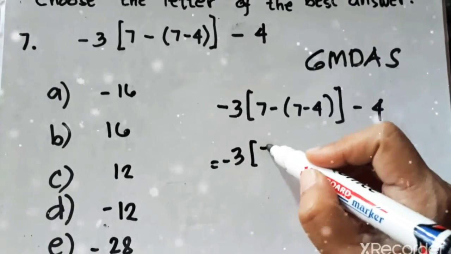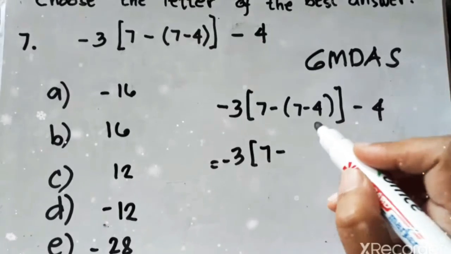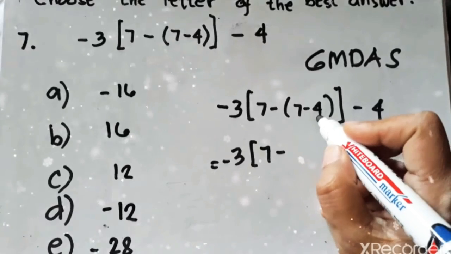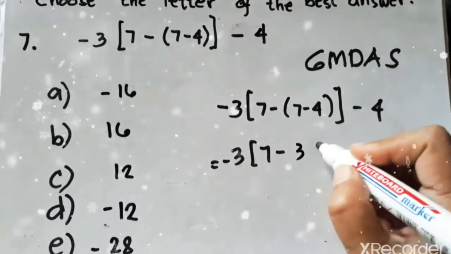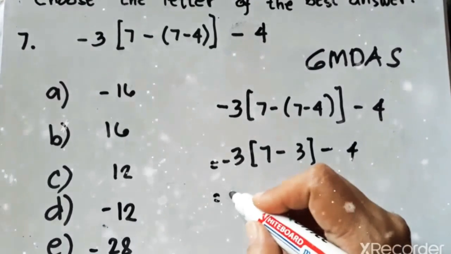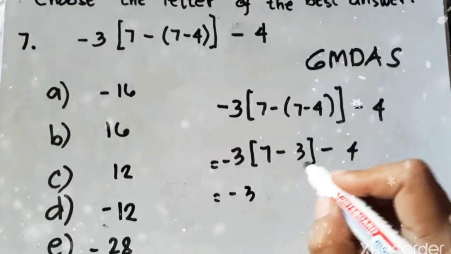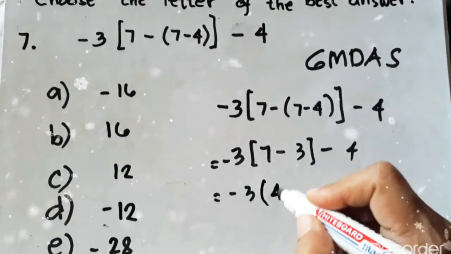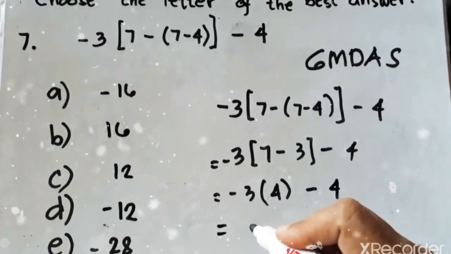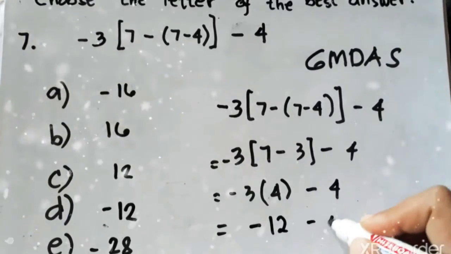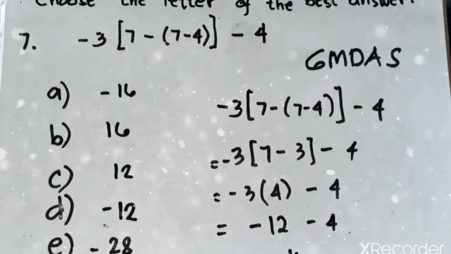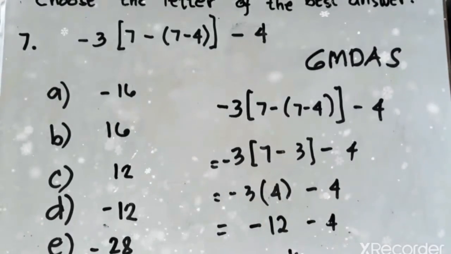We get first the answer of the inside grouping, the parentheses. So, 7 minus 4 is 3. And then close bracket, then minus 4. After that, minus 3 times 7 minus 3 is 4. So, then minus 4. So, minus 3 times 4 is negative 12. Minus 4: minus 12 and minus 4 is negative 16. So, letter A is your answer.